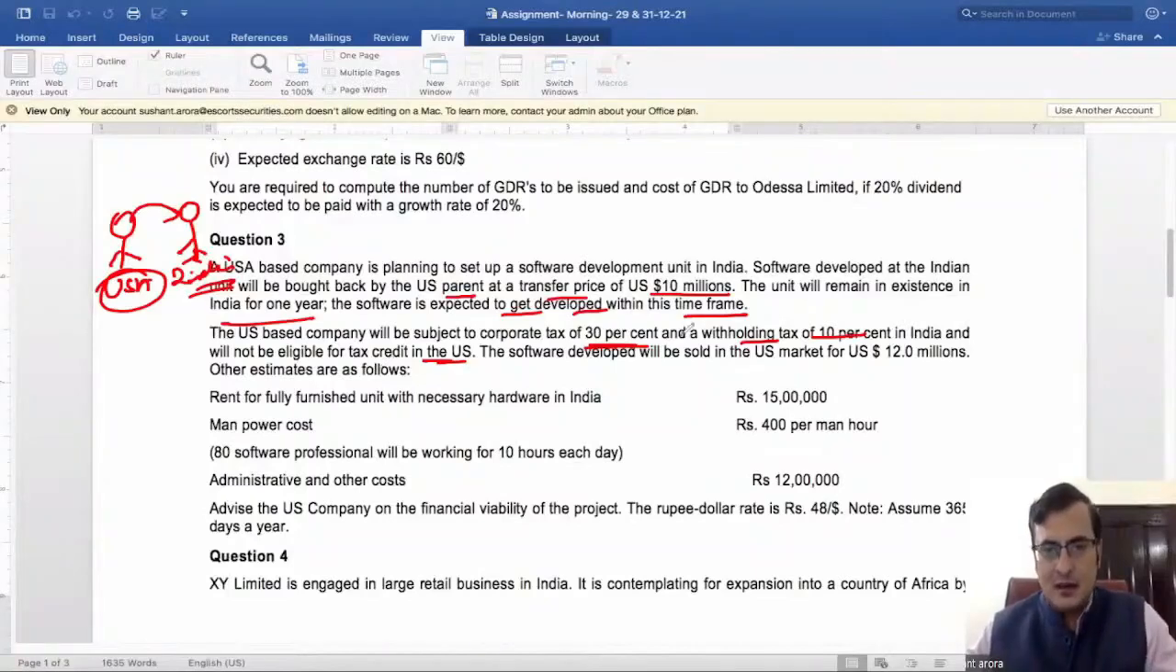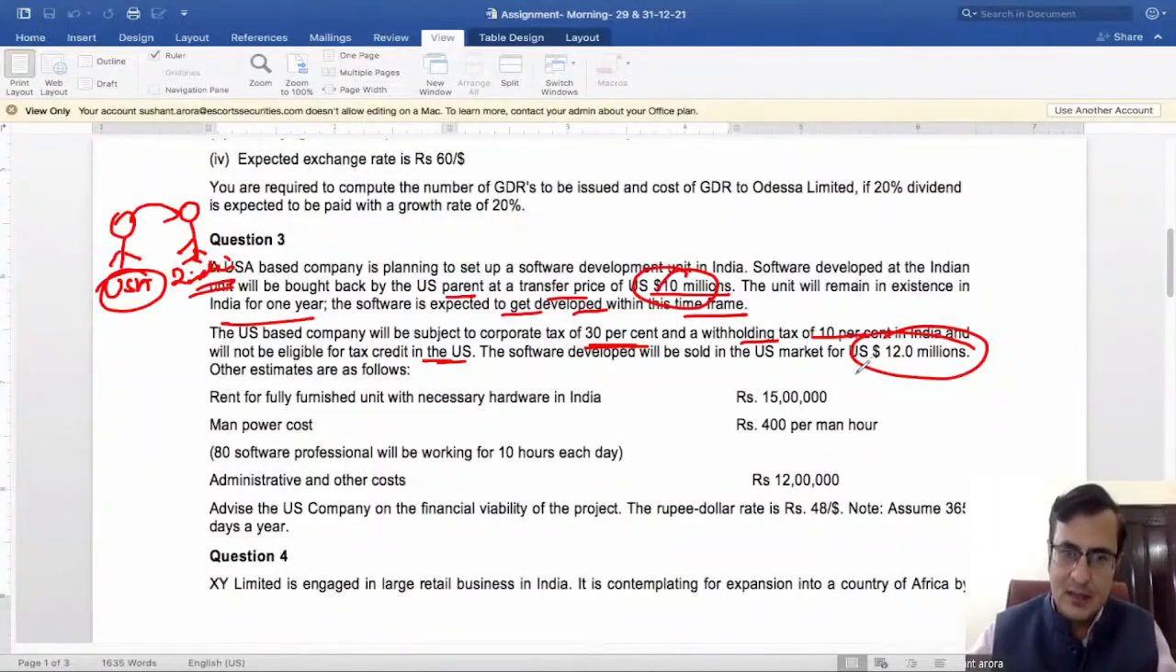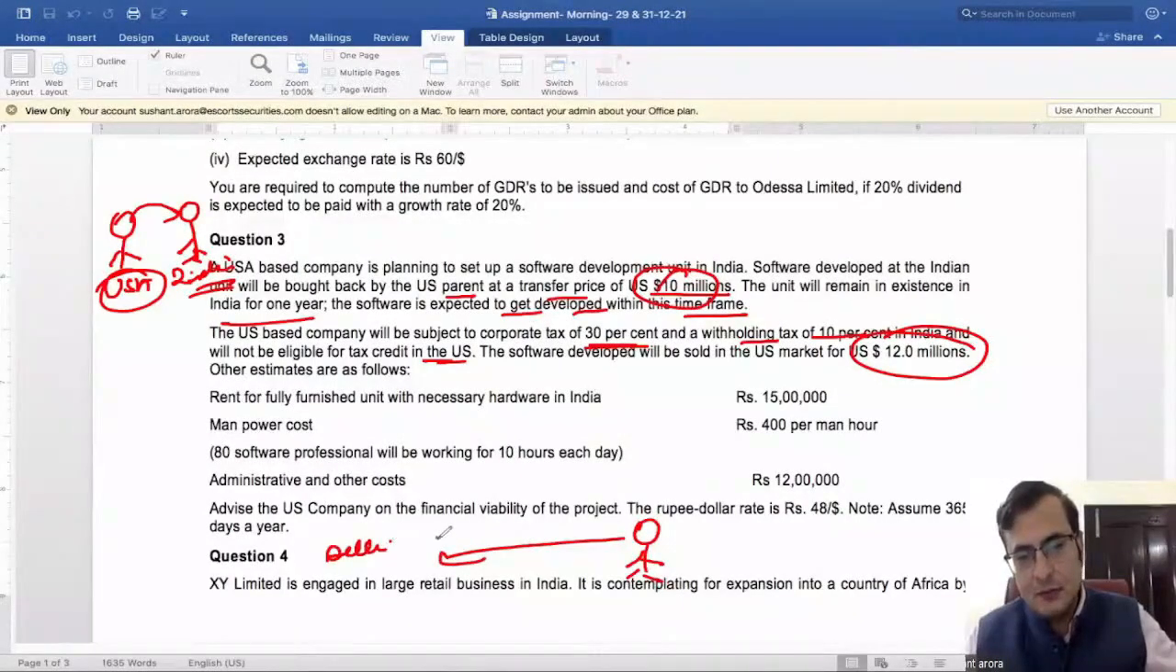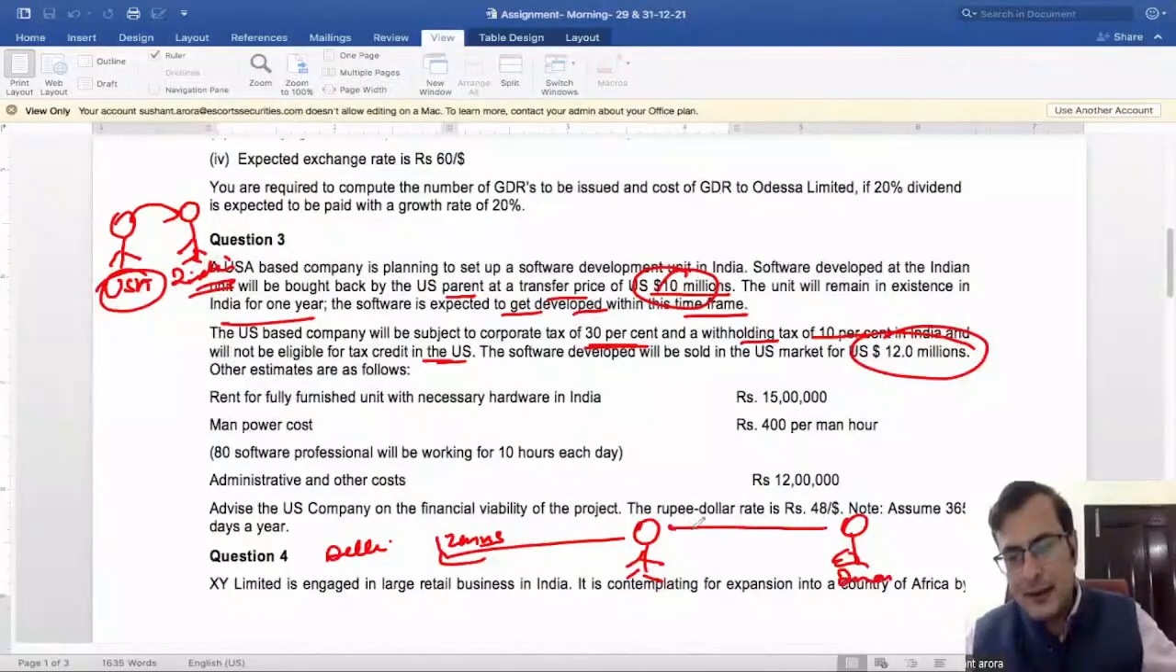Okay, so they are buying at 10 million, selling in the market at 12 million. Okay, you are getting the point. So it is a very straightforward question. Let me tell you what it's saying. The company in the US already has a buyer for 12 million. This is India, they will buy from India at the price of 10 million and sell it at 12 million.